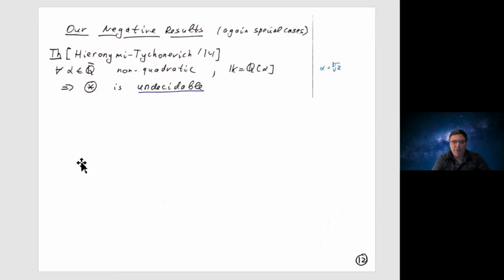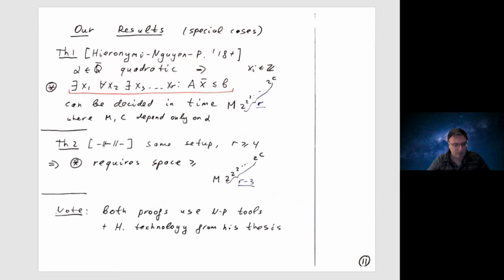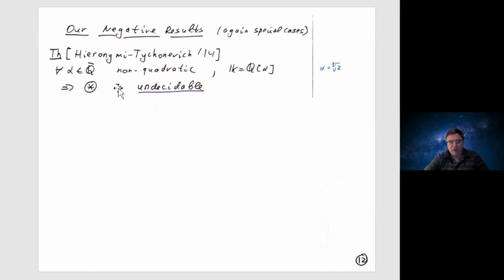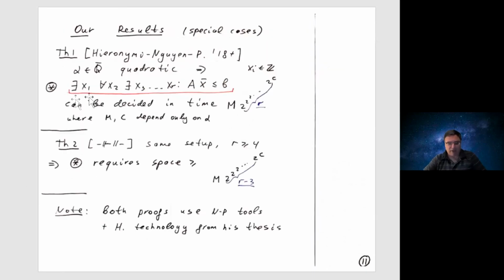Now, let me do the negative result, because a natural question would be the following: Khachiyan and Porkolab, as you remember, did not make any distinction between quadratic or non-quadratic. So why is there a distinction here? Turns out that when you have a non-quadratic irrational, the problem becomes undecidable. So this star is this star over here.